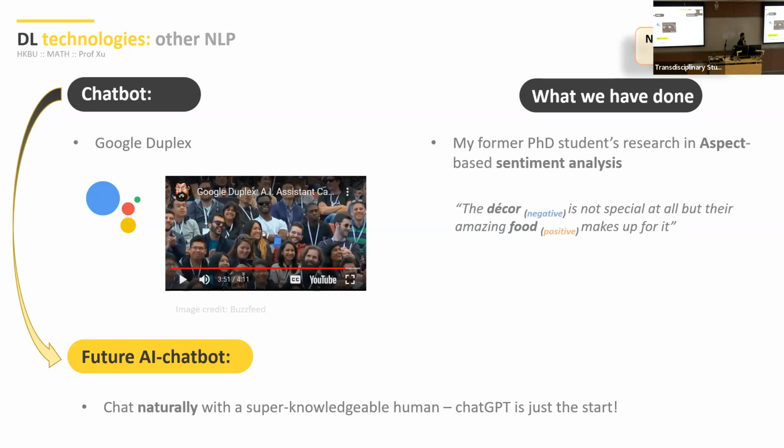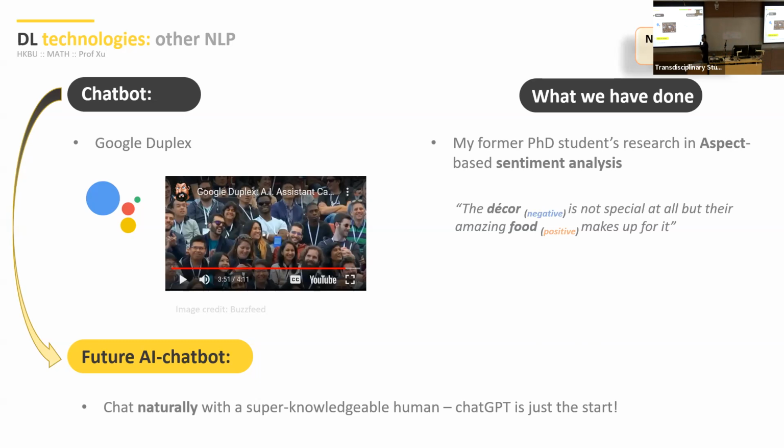So even though ChatGPT has been around, there's still a lot of research that needs to be done in NLP. And that was the last research project that my ex-PhD student did, looking at what we call multi-aspect sentiment analysis.